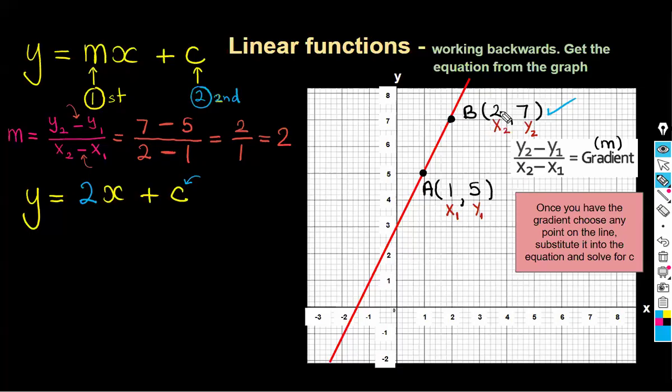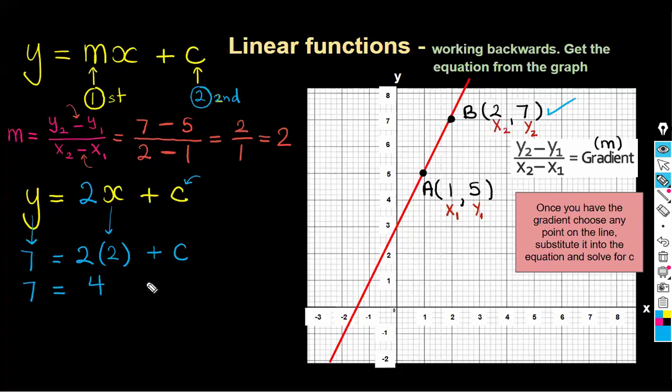According to point B, x is 2 and y is 7 at that particular point in time. So let's go to the equation. According to my chosen point, y is how much? Sorry, y is 7. I'm going to replace y with 7. And how much is x at the same time? 2. I replace that x with 2. Now I can simply solve for c.